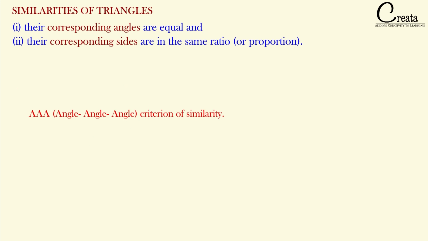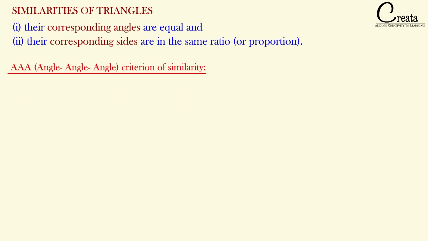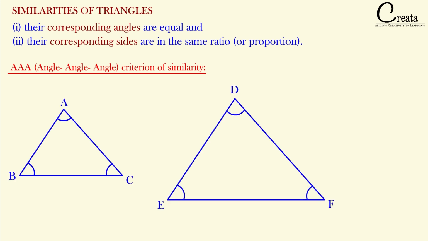So let's take the first criteria, angle angle angle criteria. It means that if we are having two triangles and we have to check whether these two triangles are similar or not, we will only check the angles. If the three corresponding angles are matching with each other, then we can say these two triangles are similar to each other. We will not check the second criteria. The second criteria will automatically be equal to each other if the three corresponding angles are matching with each other.